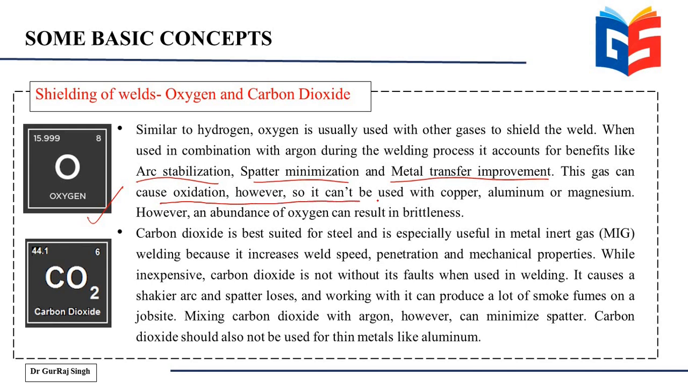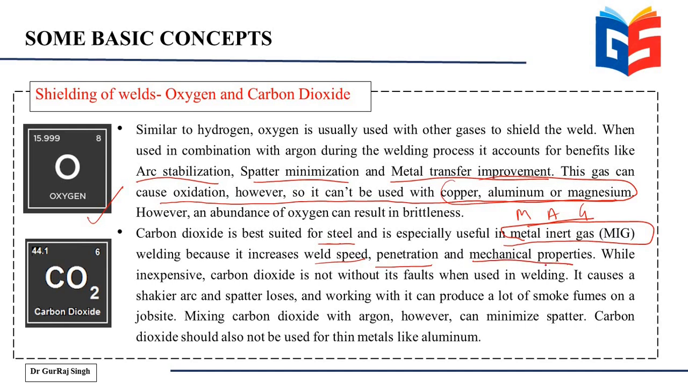However, it can't be used with copper, aluminium or magnesium. So it cannot be used with these three metals. And carbon dioxide, when we talk about CO2, it is best suitable for steel and is especially used in MIG welding. And in that case, it will be called the metal active gas process, so it becomes MAG. And it causes an increase in the weld speed, better penetration and improved mechanical properties.